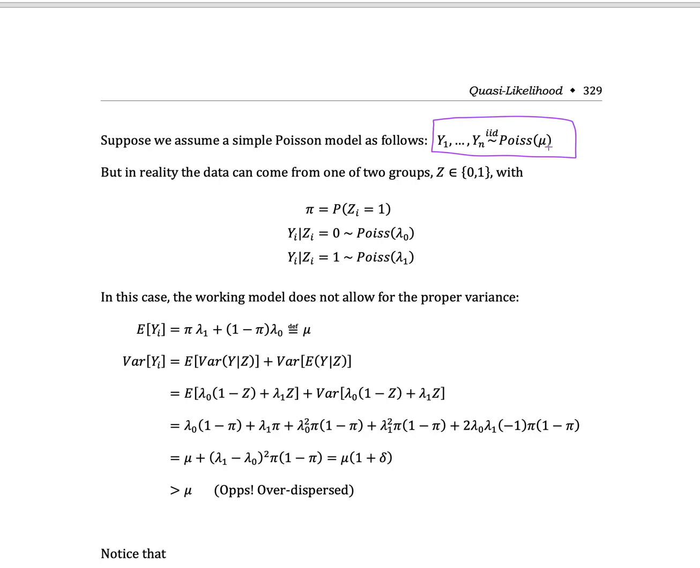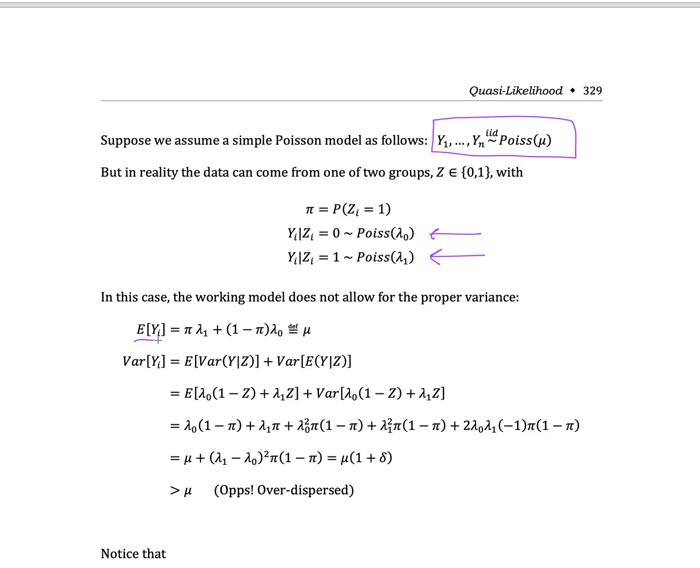But suppose in reality what happened was you actually had two groups. Maybe you had males and females, and you were counting something like car accidents. Males have many more car accidents than females, for example. And you group them all together and you ignore gender. Well, it could be that each group has an underlying Poisson process, that the counts for group 0 follow a Poisson distribution with mean lambda 0, and the counts for group 1 follow a Poisson distribution with mean lambda 1. But when you put them together, you're going to get over dispersion, because you don't have a Poisson process anymore. And you can see that by just calculating the marginal mean and variance.